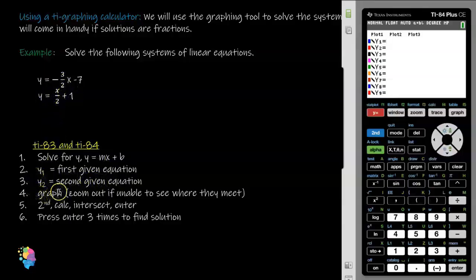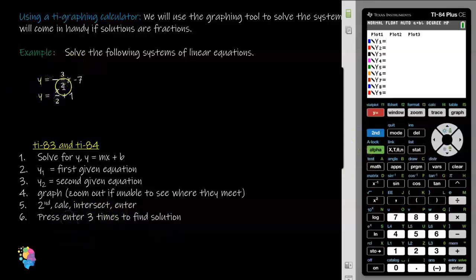We will select graph. We might have to zoom out if we're unable to see where they meet. And then we press second, calculate, intersect, enter, and then we press enter 3 times to find the solution. I know there's a lot of enters that we have to press, but let's see how that goes. Let's start with the first one.